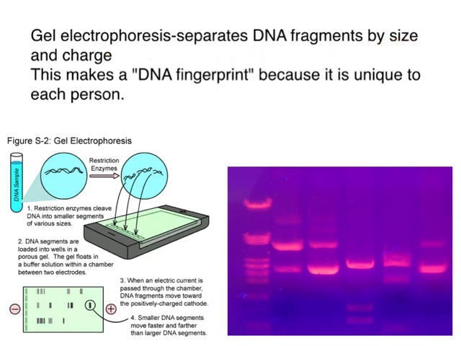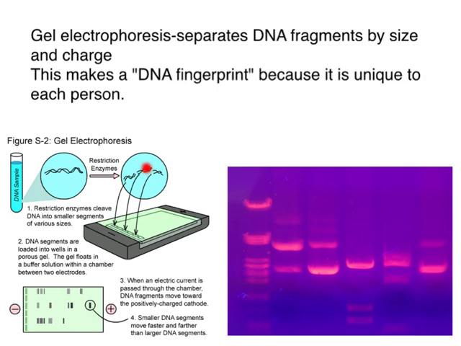Gel electrophoresis is going to separate the DNA fragments by size and charge. First of all, here's our DNA sample, and we've added restriction enzymes to it, so this is the first part. That's the RFLP where we've cut it.